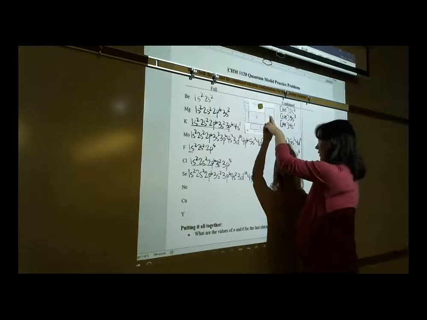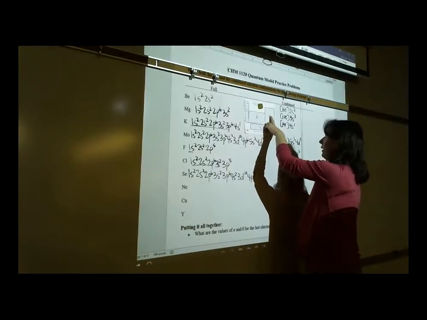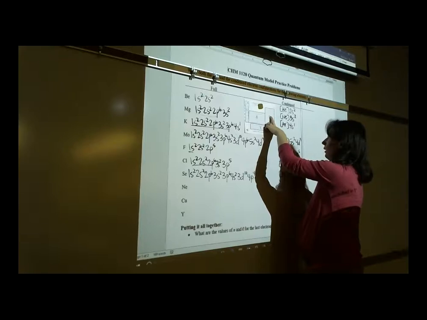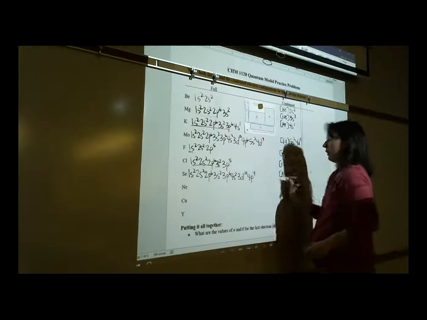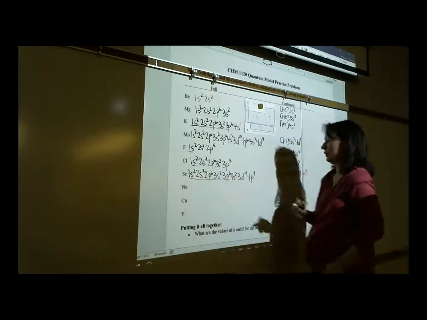We'll get some savings writing this one in shortcut. We go argon, and then we just deal with the leftovers, 4s2, 3d10, 4p4, because argon takes the place of all of that.